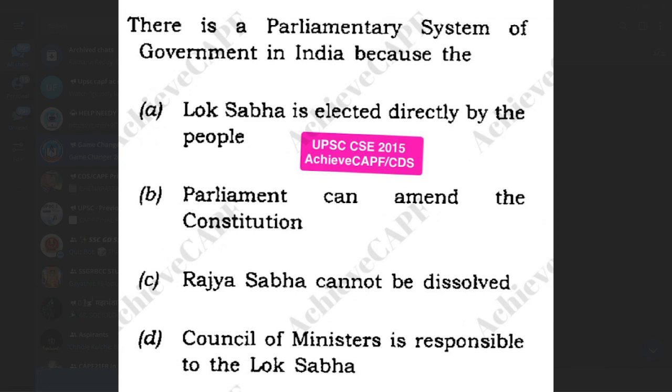There is a parliamentary system of government in India because Lok Sabha is elected directly by the people. Parliament can amend the constitution. Rajya Sabha cannot be dissolved. Council of Ministers is responsible. Okay. Council of Ministers is responsible. D.